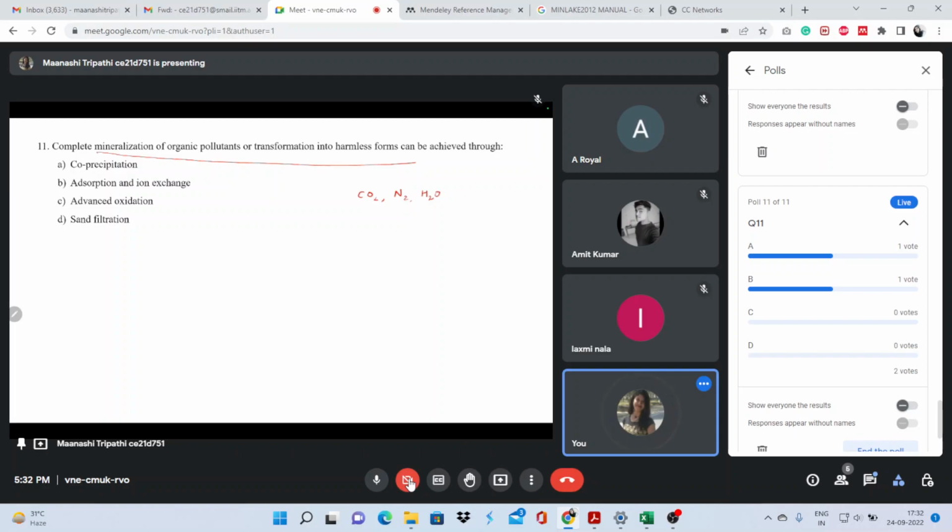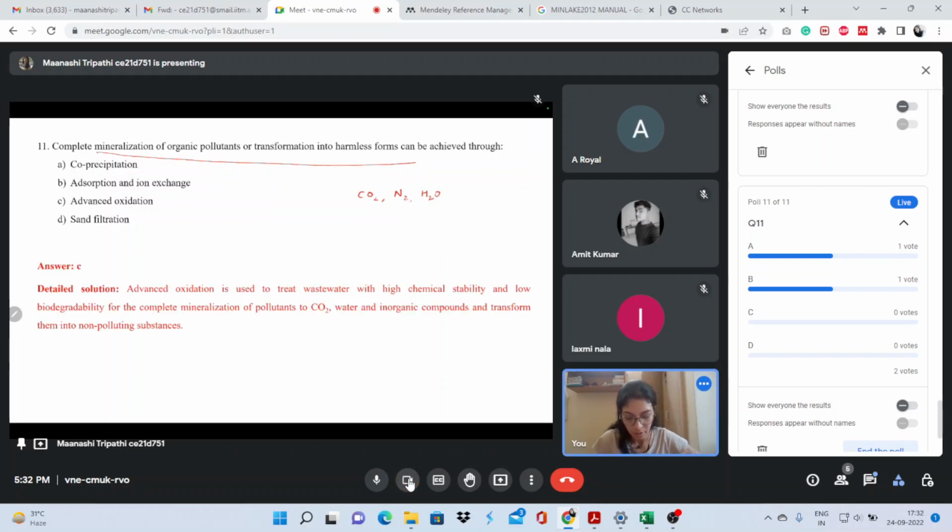Okay. So both of you are wrong. Answer is advanced oxidation. What happens in adsorption and ion exchange? I just told you. A particle will come and stick here, and some particle may go out. So nothing is really happening. The particle is just changing phases. Organic matter is not converted to these compounds. Co-precipitation, what will happen? Particles will settle down.